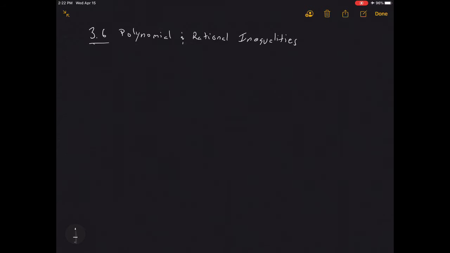Okay, in section 3.6 here, we're going to talk about polynomial and rational inequalities. Now remember from talking about it before, inequalities means that something is not necessarily equal to. So we're talking about greater than and less than, or greater than or equal to, or less than or equal to. So we're talking about these symbols. There's your greater than, less than, greater than or equal to, less than or equal to. Those are the symbols that we're talking about here.